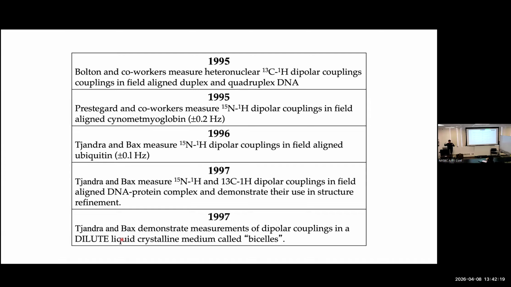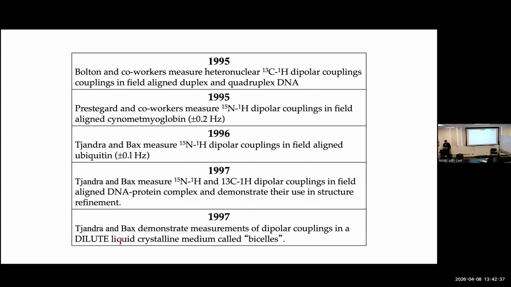We call them residual because it's not 24,000 hertz, which is what you expect for a solid, for a bond vector that's aligned parallel to the field. Instead, what they measured was like 0.2 hertz, 0.4 hertz in this magnetically aligned cyanomyoglobin.